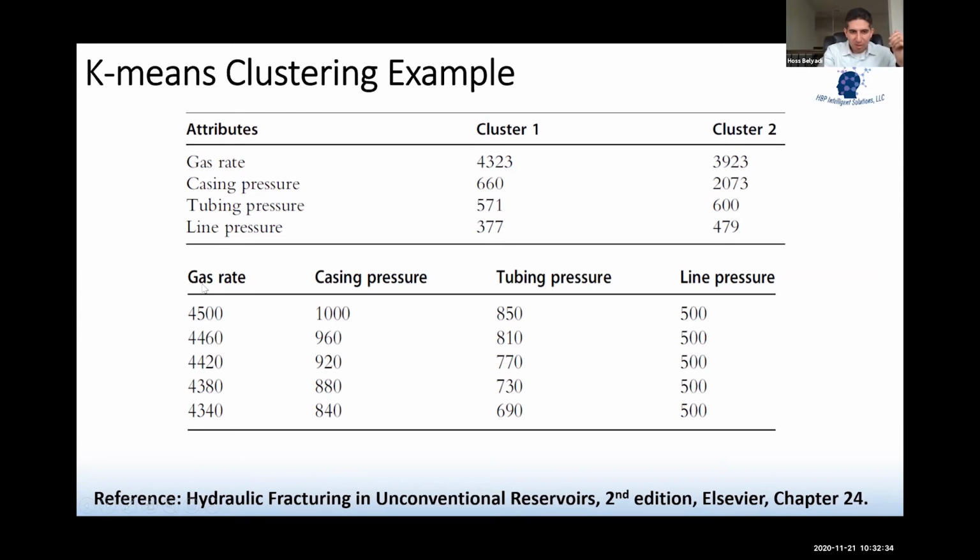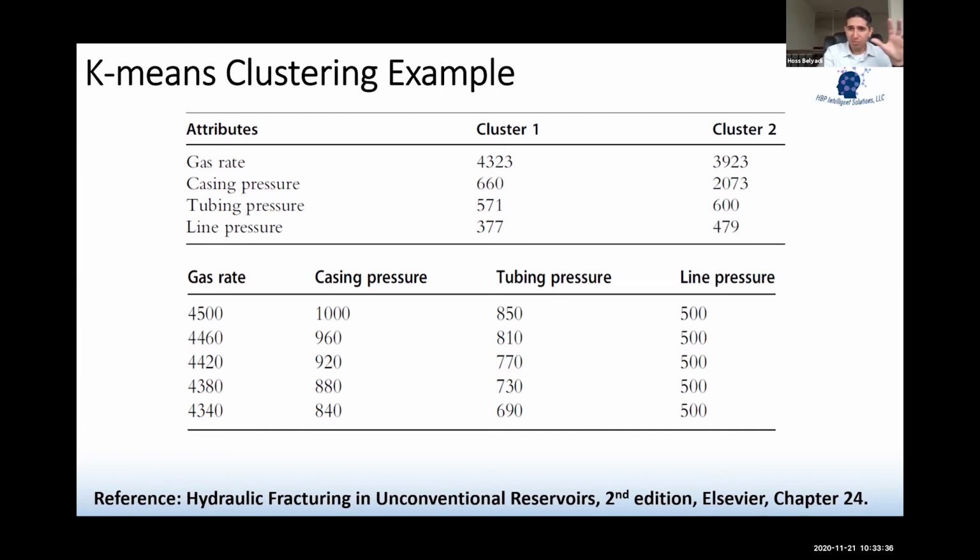And also you're given these features: gas rate, casing pressure, tubing pressure, and line pressure. And you're asked to tell me about each of these new rows. Row 1 has a gas rate of 4,500 MCF a day, casing pressure of 1,000 PSI, tubing pressure of 850, and line pressure of 500. Does this row fall under cluster 1 or cluster 2? You can actually use basic algebra that I'll show you in a minute to figure out where each row falls. You want to figure out the first row, second row, third, fourth, and fifth rows. These are the input features you're trying to predict whether they fall under cluster 1 or cluster 2.